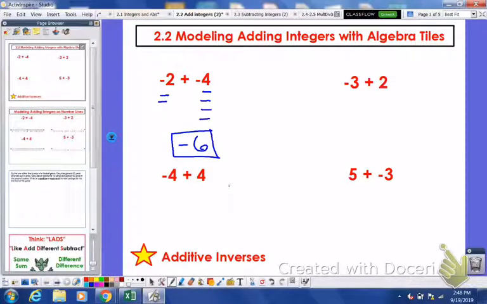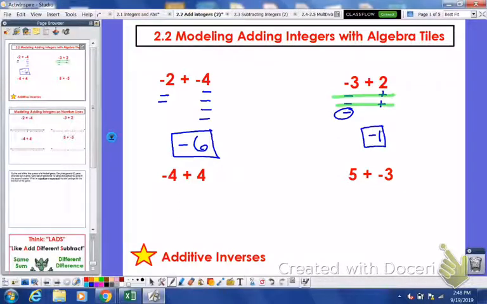All right, if we move on to the next one, -3 plus 2, I see we have different signs this time. So I have 1, 2, 3 negatives versus 2 positives. I grab my highlighter. Those two match up, those two match up. They zero themselves out. A negative and a positive equals a 0. So I'm left with 1 negative, which means our answer is -1.